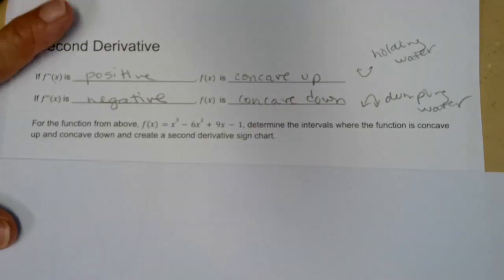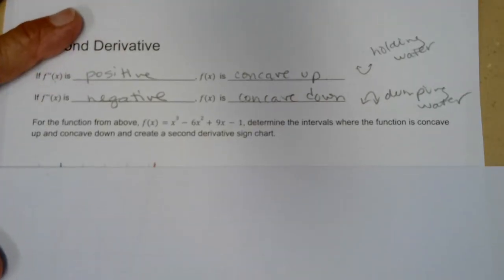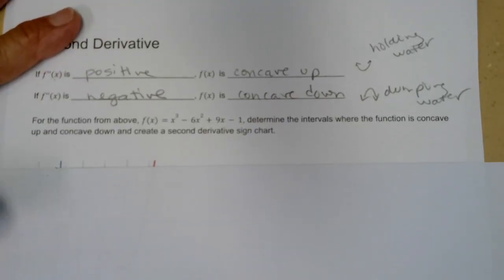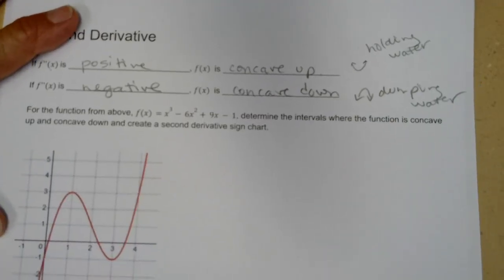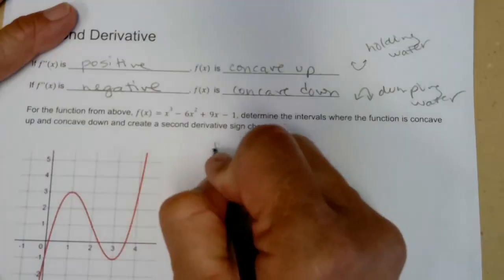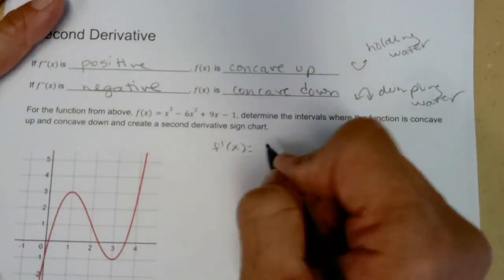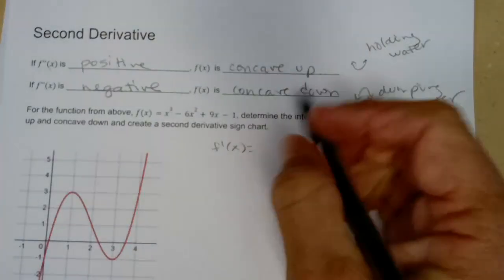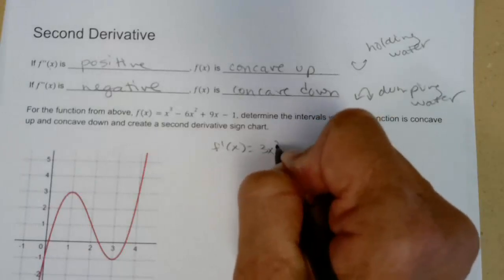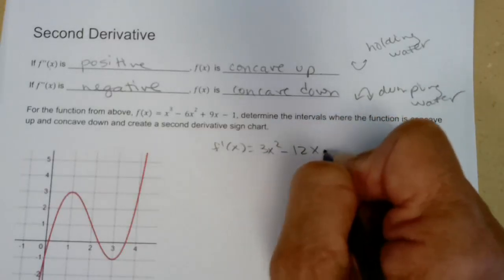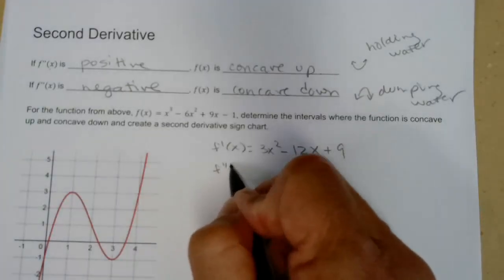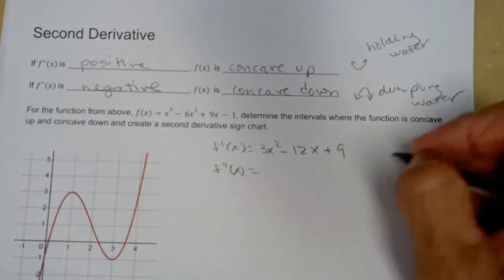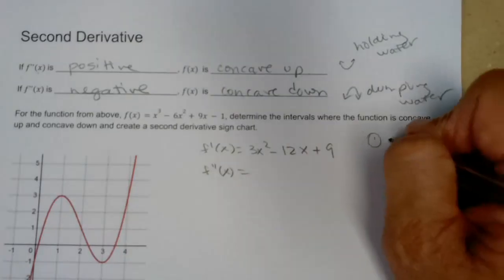All right, so for that same function, let's go ahead and determine the intervals where our function is concave up, concave down, and we're going to create that second derivative sign chart. So I'll just grab our f prime of x from the other page. Let's see, before we factored it, it was 3x squared minus 12x plus 9. So find our second derivative. So steps, find f double prime.